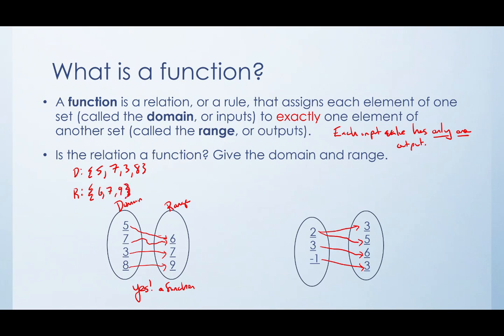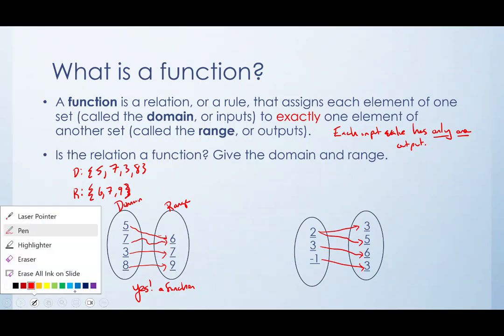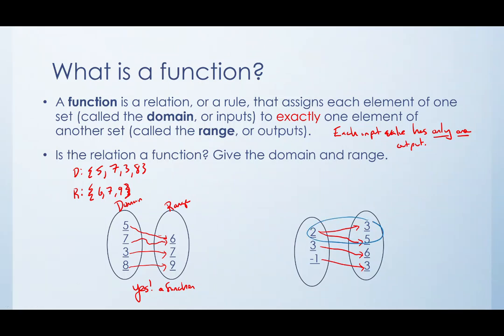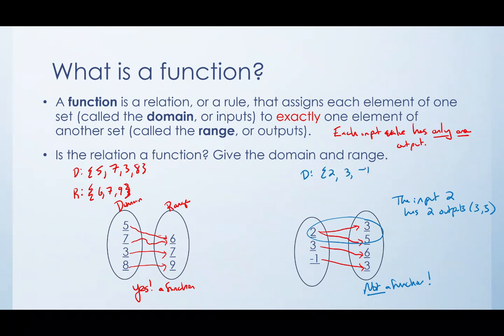So for the one on the right, however, this one is not going to be a function because if we input 2, there's 2 different values that we could get out. So this one is not a function because the input 2 has 2 outputs, 3 and 5. So our domain, we can still talk about domain though. Our domain would be 2, 3, and -1. And our range would be 3, 5, 6, and 3.